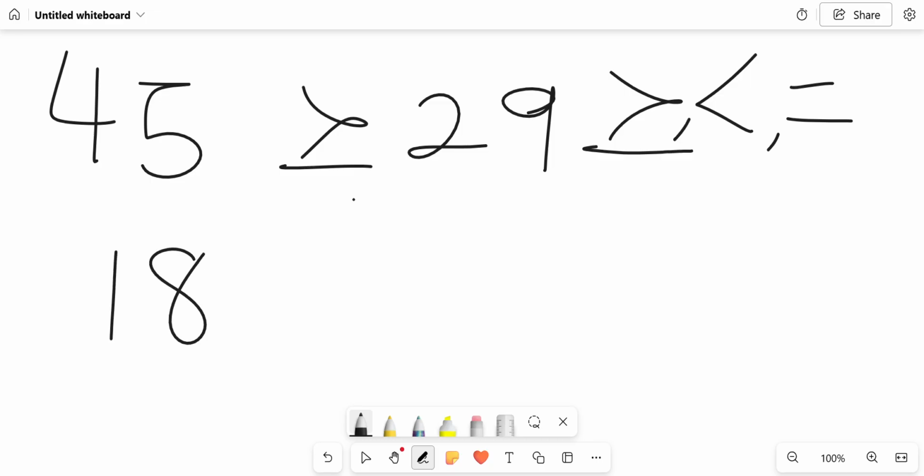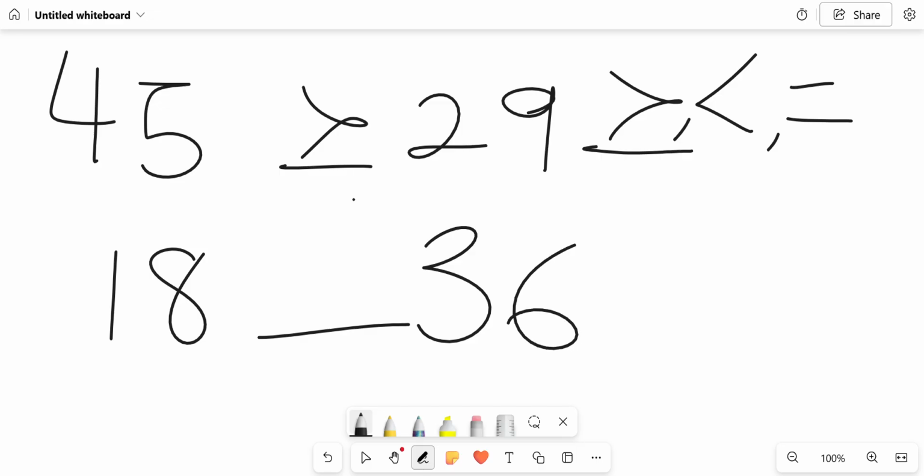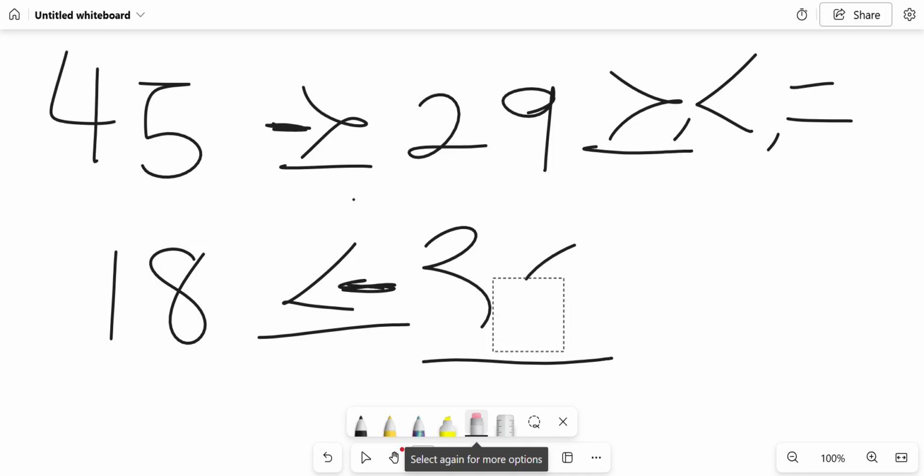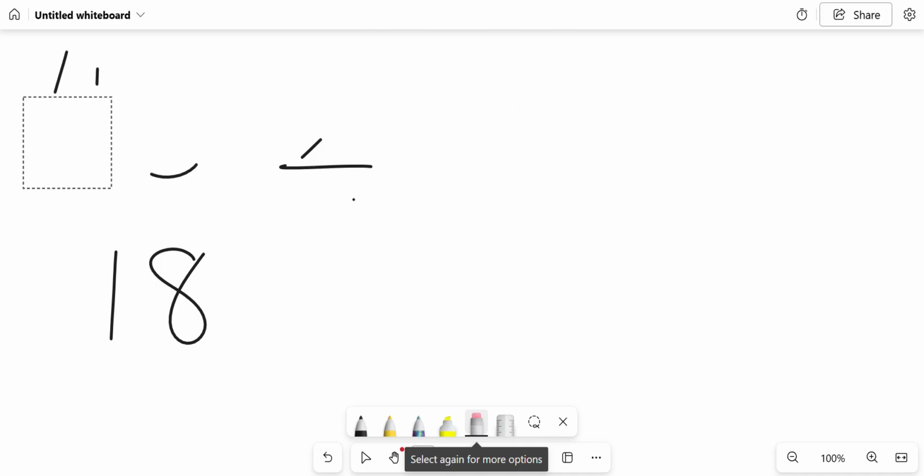Let me take another example. We have 18 and we have 36. We also think which number is bigger in 18 and 36. The biggest number is 36, so we use the less than. Always know that the closed part is always facing the smaller number, while the open part is always facing the big number. Here, the open part is facing 36 because it's bigger, and the open part is facing 45 because it's bigger.